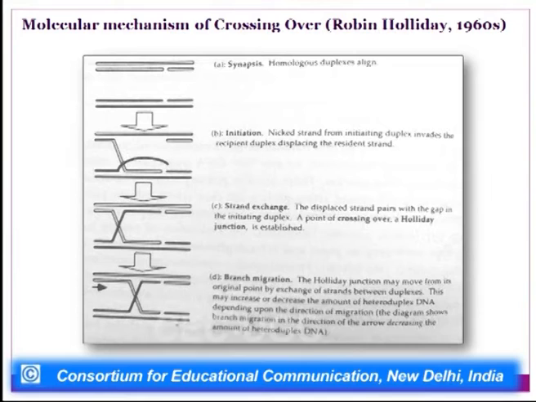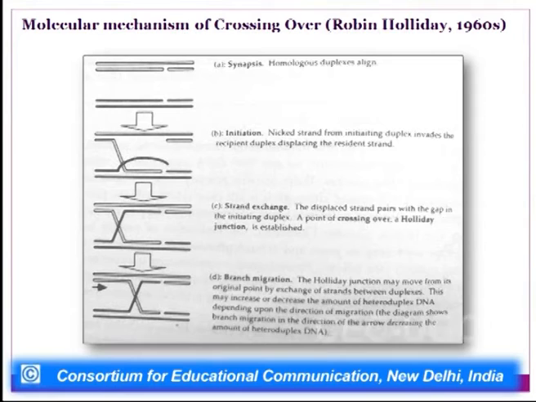So, there is a parental chromosome containing black segments and there is a parental chromosome containing white segments. If there are two homologous chromosomes, they will synapse together, and as you can see, there will be an initiation where the nicked strand from the initiating duplex invades the recipient duplex, displacing the resident strand. So, the resident strand, the black strand, is displaced by the white strand which is there.